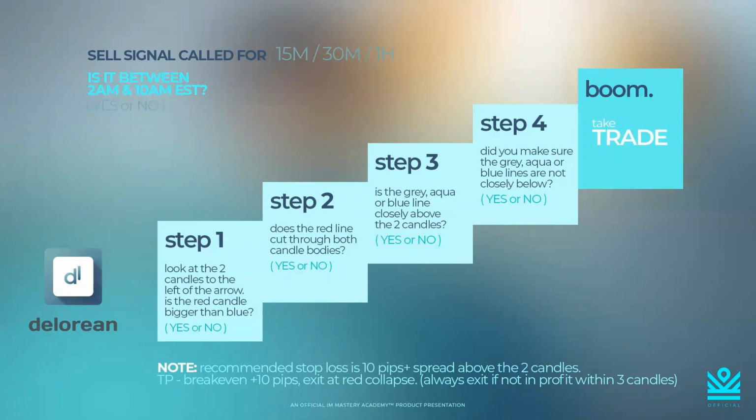It's similar with the buy. You're looking at the 2 candles to the left of the arrow, and you're looking for the blue candle being bigger than the red. Does the red line cut through both candle bodies? Yes. And are the gray, aqua or blue lines closely below the 2 candles or cutting through? Remember, the aqua is the magic one. And did you make sure that the gray, aqua or blue lines are not closely above? Let's keep some distance, and if there are no lines above or below, depending on what you're doing, that's perfect. That is great, and that's what I look for.